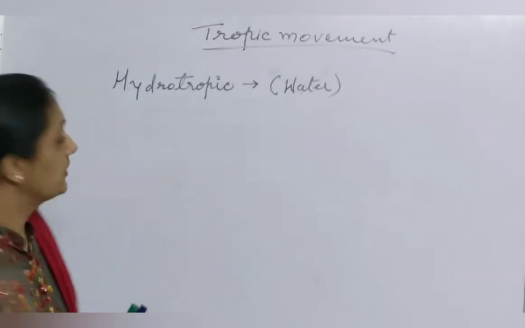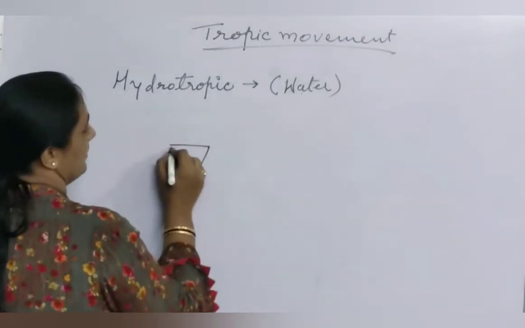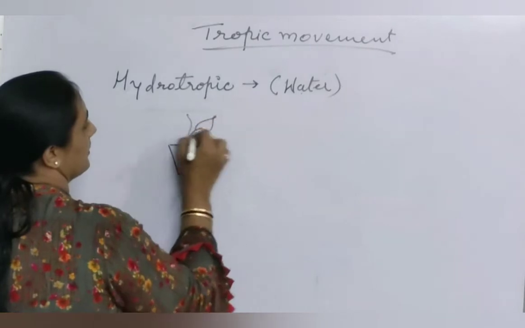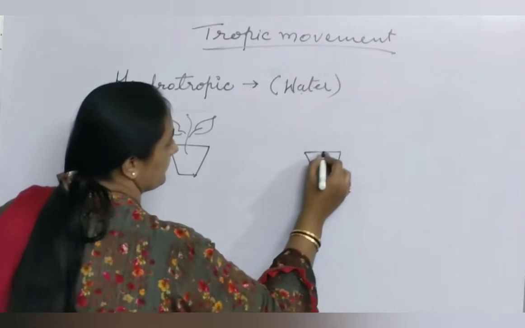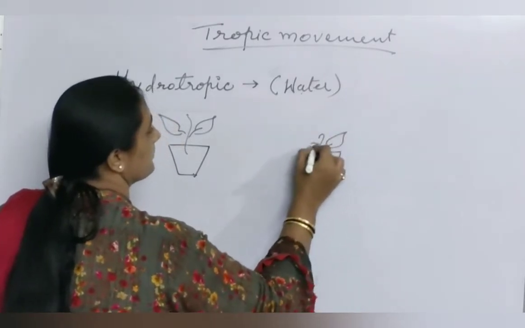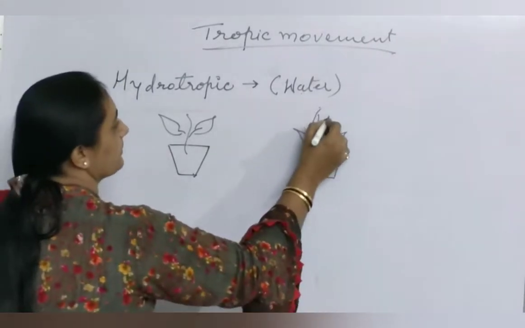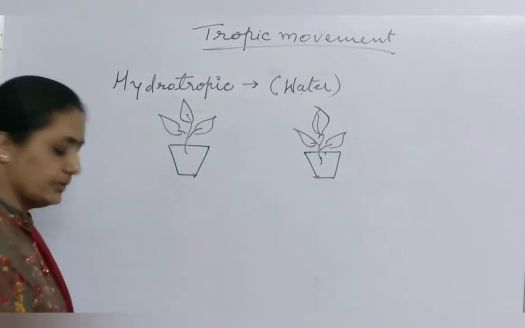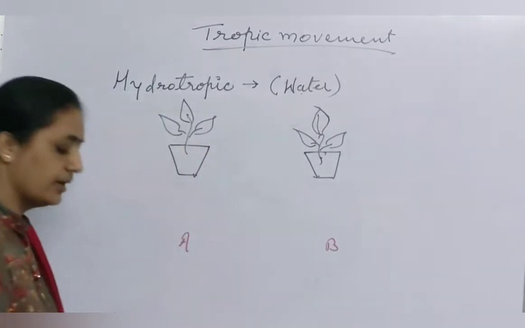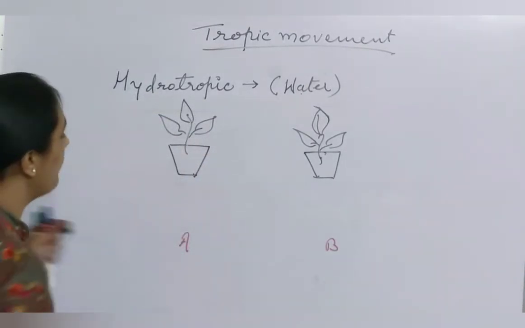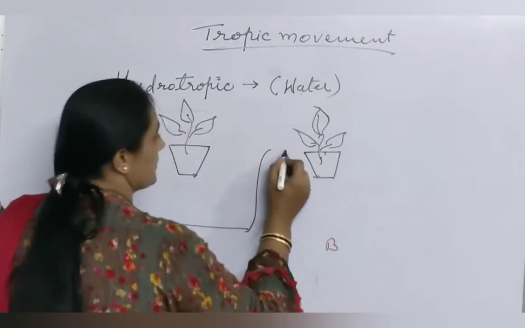Take two pots with saplings. Sapling A and sapling B. Name them: this is A and this is B. Keep these two saplings in a big beaker, glass tubs.